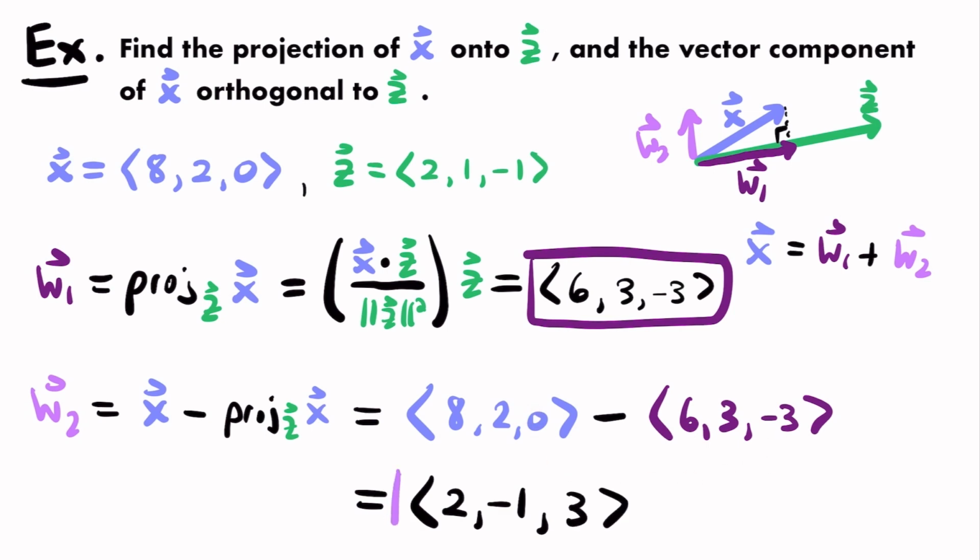Okay, and so this vector right here is vector w2, or the vector component of vector x orthogonal to vector z, which also means perpendicular. All right, that is this vector right here. It is the vector component of vector x perpendicular to vector z. Okay, and so now we have completed this example. We found both our projection vector and the vector component of x perpendicular to z. Let's take a look at another example.